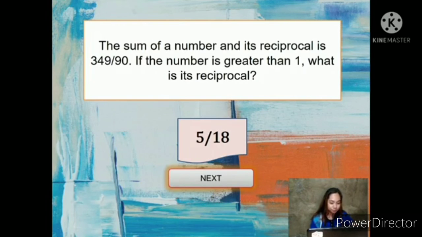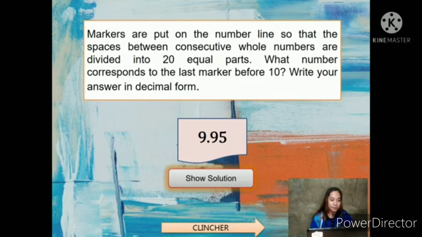So, next. Markers are put on the number line so that the spaces between consecutive whole numbers are divided into 20 equal parts. What number corresponds to the last marker before 10? Write your answer in decimal form. So, ang sagot po is 9.95. So, paano nangyari? So, this question is clincher na.